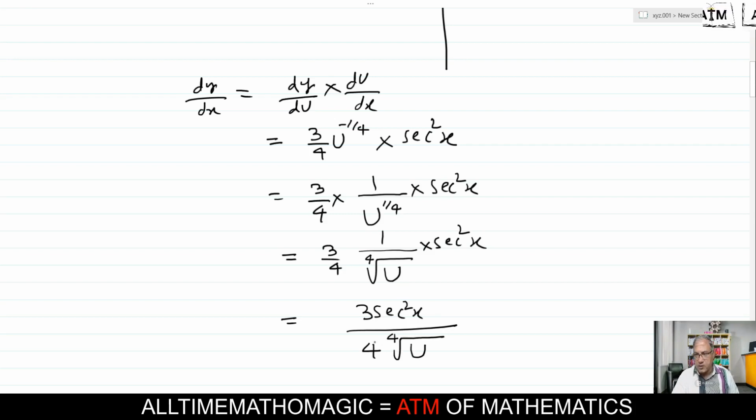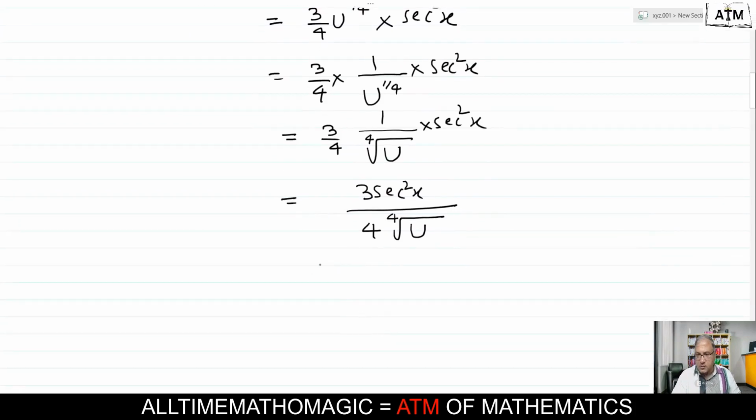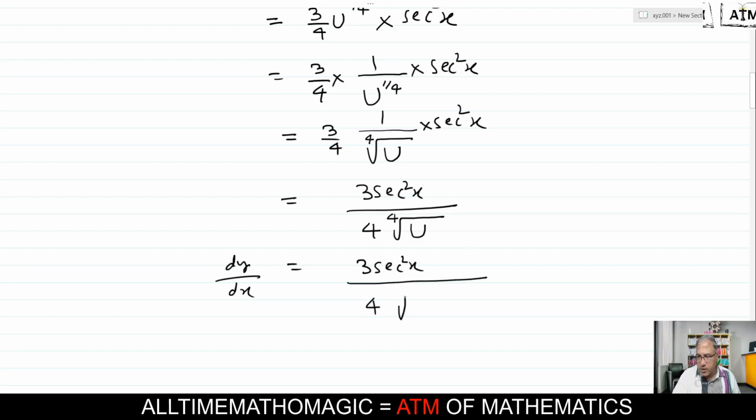Now putting back the value of u, nothing but tan x. Therefore dy by dx equals 3 sec square x upon 4 times the 4th root of tan x. This is the required answer.